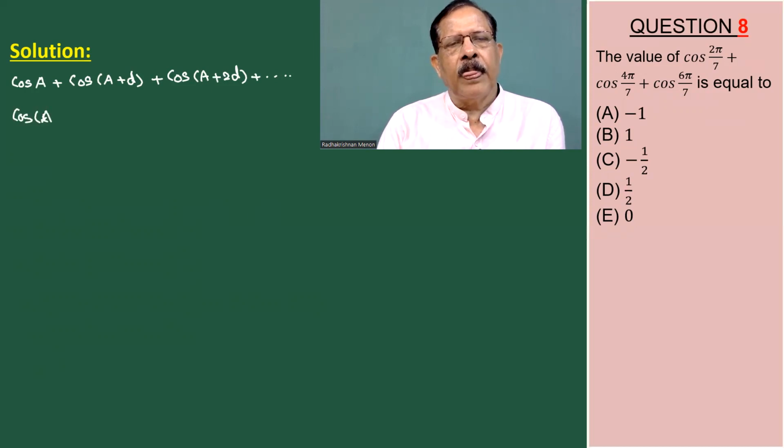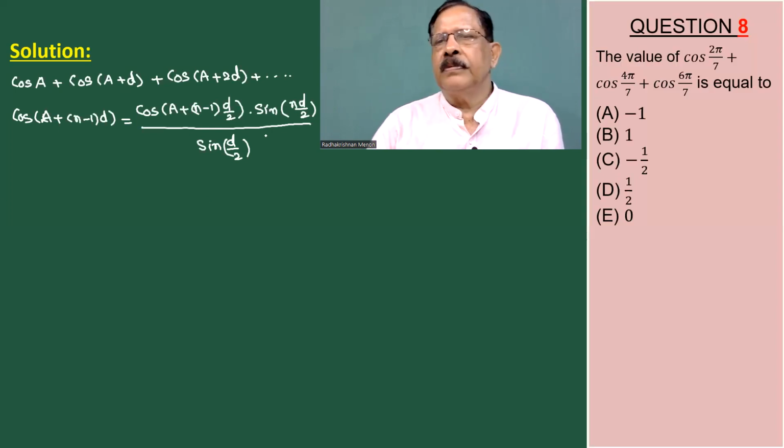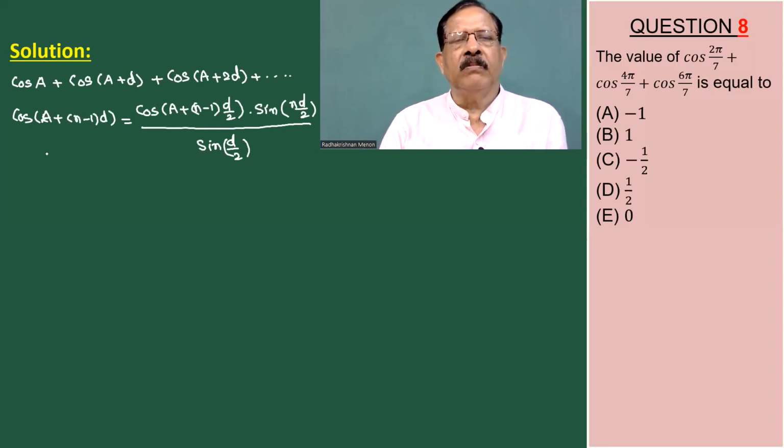Up to cos A plus n minus 1 D, which is equal to cos of A plus n minus 1 into D by 2, into sin n D by 2, the whole divided by sin D by 2. So with the help of this formula, we can simplify this. Express the given expression in the form of the formula.